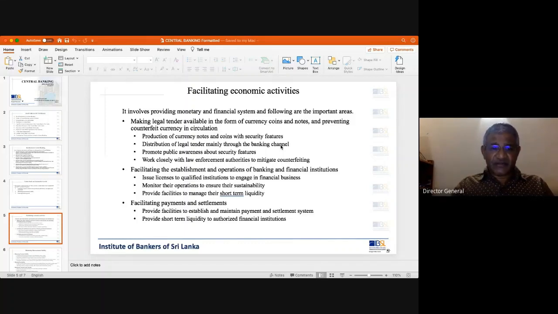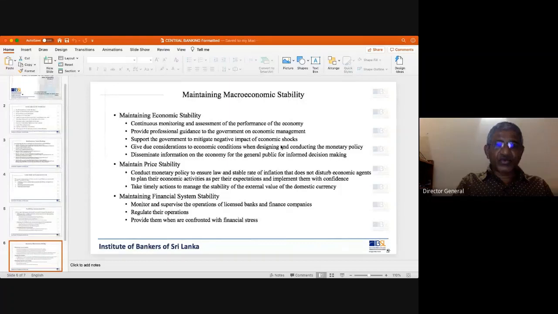And the other one is to provide short-term liquidity to authorized financial institutions. This one we will discuss a little bit later, because these authorized financial institutions we will discuss later. The central bank also provides facilities for the organizations involved in payments and settlements. If they have short-term liquidity problems, central bank is going to resolve them. Okay, after this, let's go to the other topic, maintaining macroeconomic stability.